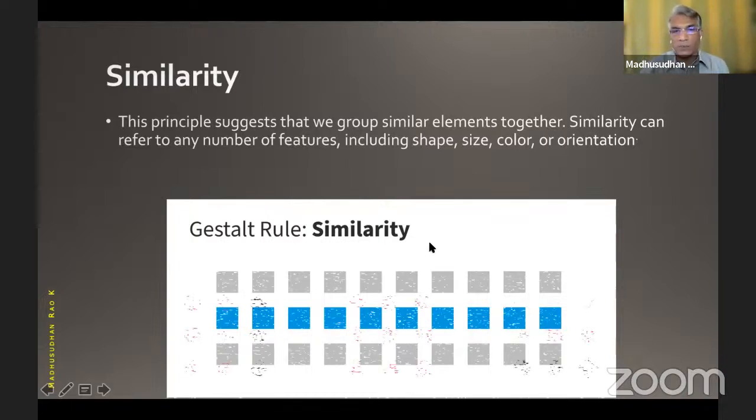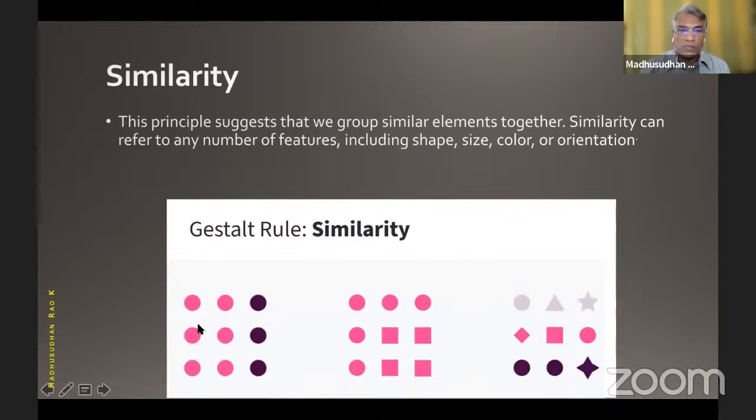Check the example. See, pink, this one is black. These are similar, they are kept together. You can identify similarity in the colors.